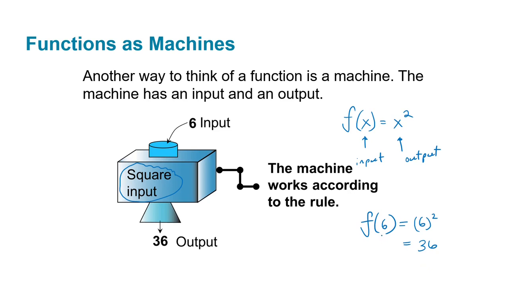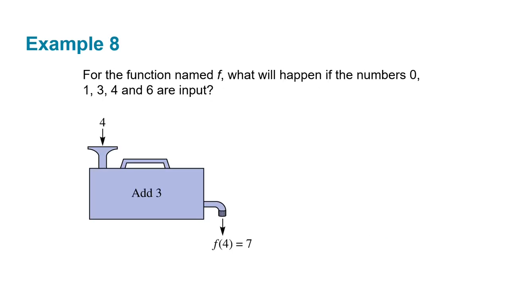So please be familiar with function notation. This is pronounced f of 6. It is not f times 6. This is function notation. In example 8, for the function named f, what would happen if the numbers 0, 1, 3, 4, and 6 are inputs for the machine?